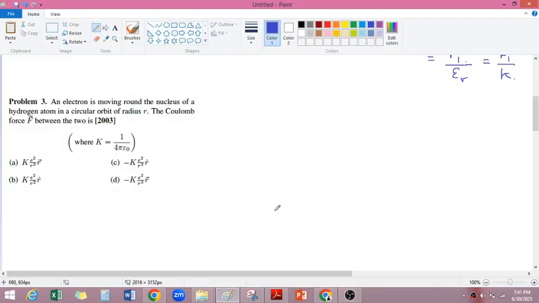An electron is moving around the nucleus of a hydrogen atom in a circular orbit of radius r. The Coulomb force between the two is... It's a very easy problem. So in a hydrogen atom, you should know that there is only one proton. An electron is revolving around it. So that means the electron is here, e minus.